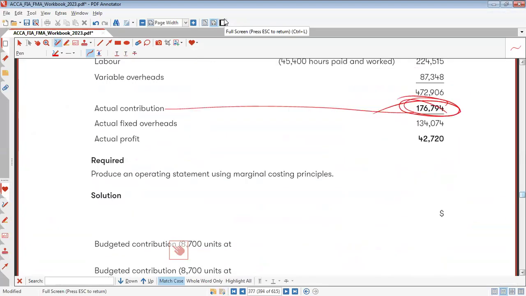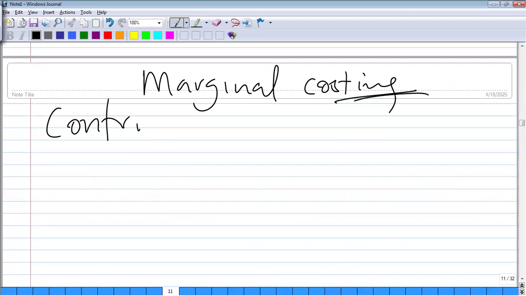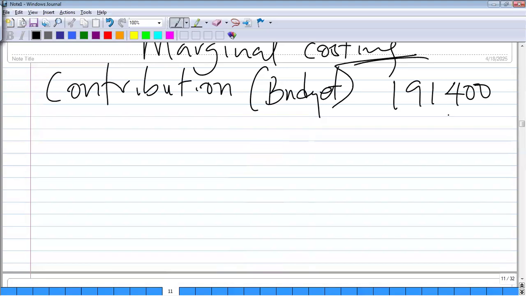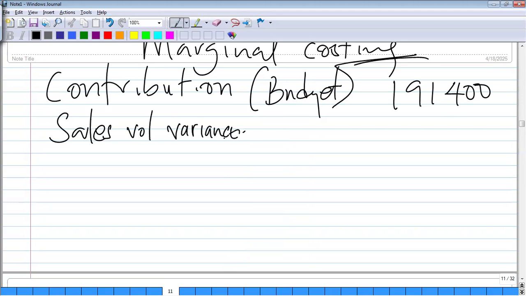Let's start from the budget. Contribution per budget is how much? What's the contribution in the budget? 191,400. Okay, so 191,400 is what we plan to get. So we start by adjusting for sales contribution, a sales volume variance. We're looking at the impact of the quantity sold on our contribution.